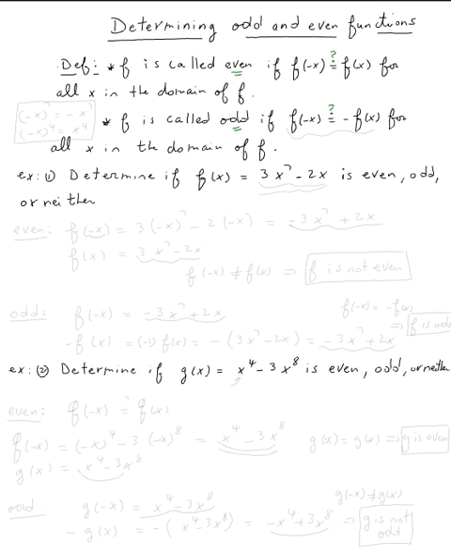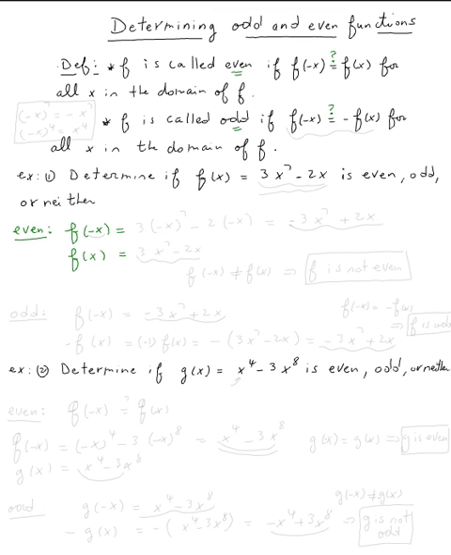So first, let's check if the function is even. To check for even, these two things we need to do. We need to know what is f of negative x, and we need to know what is f of x. And we need to compare them. If they are the same thing, then we say it's even. If they're not the same thing, we say it's not even.